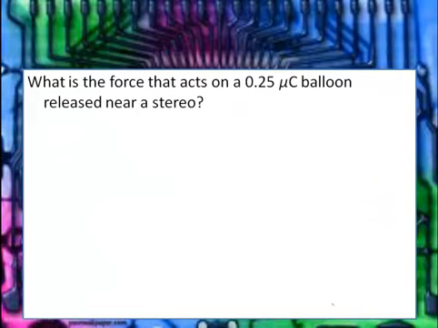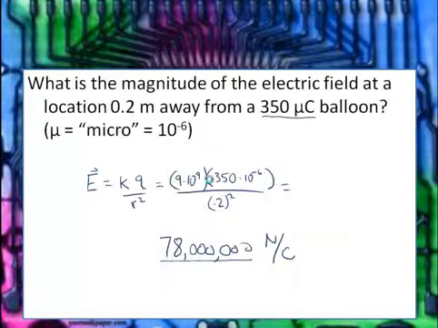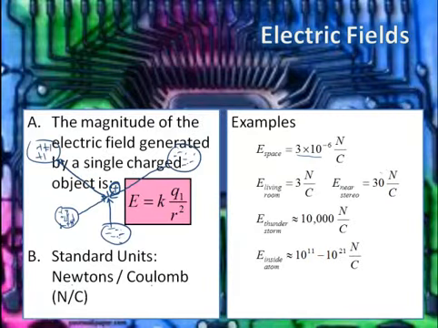So let's do a few examples. What happens if I rub this balloon and I put it near a stereo? How much attraction is it going to feel? So the force that an object feels is equal to the charge of the object times the strength of the field there. The arrows on here simply indicate that those are vector quantities and there's direction associated with them. So the charge is 0.25 microcoulombs, so times 10 to the negative 6 coulombs. And then the electric field strength near a stereo, if we go back and look that value up, was 30 newtons per coulomb.